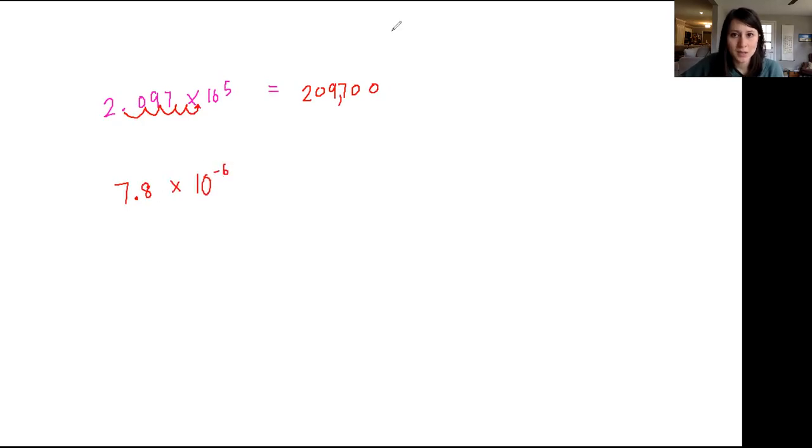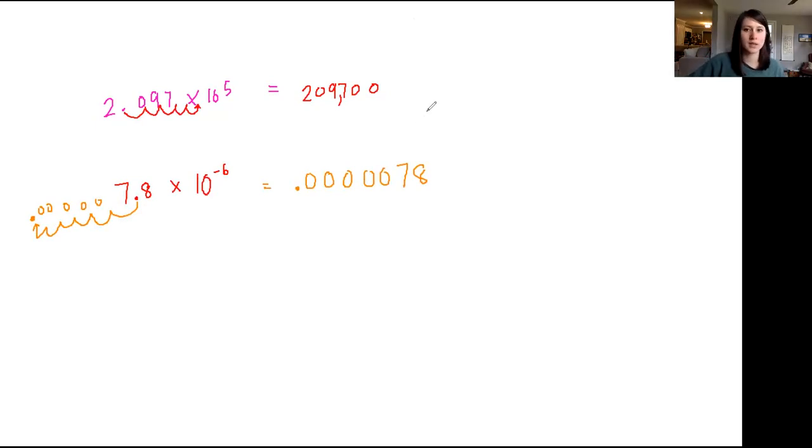Or if you have a really small number, like 7.8 times 10 to the negative 6, this negative 6 means you're moving your decimal to the left 6 times. 1, 2, 3, 4, 5, 6. And then this would be where your decimal is. So in place of this, you would have placeholders. So there's 5 zeros in front of your number. And then 7, 8. So it's 0.000078. So those are basically the things that we've done up to this point.